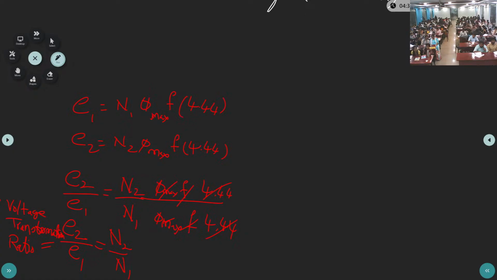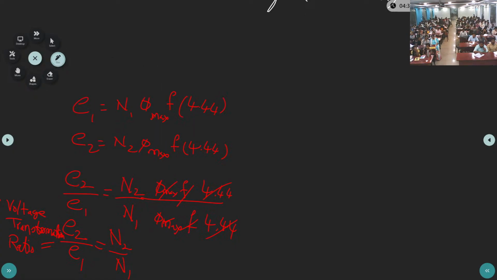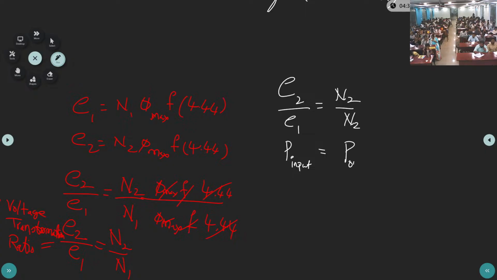For the transformer, E2 by E1 is equal to N2 by N1. This is nothing but the voltage transformation ratio. Now for the transformer, input power is equal to output power. It will not change. Input power of the transformer is always equal to the output power. So what is the formula? Power formula: V1 I1 is equal to V2 I2.